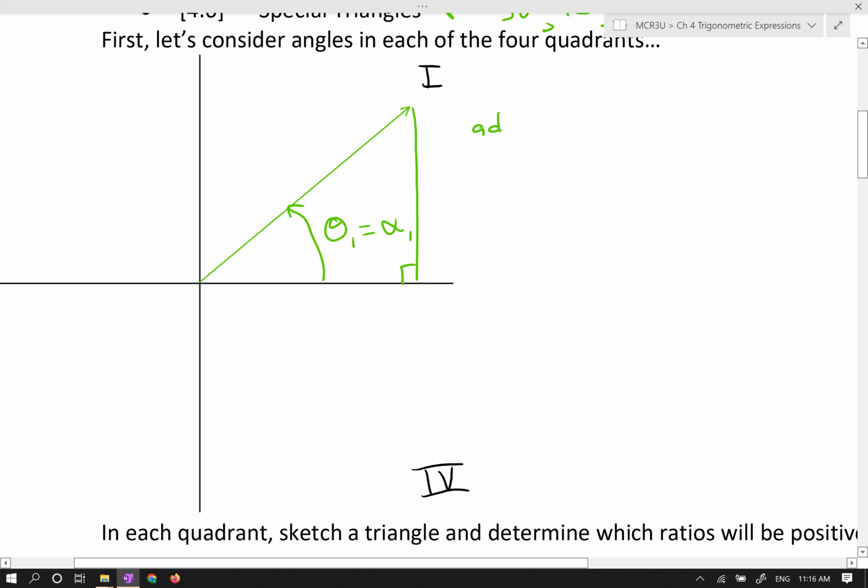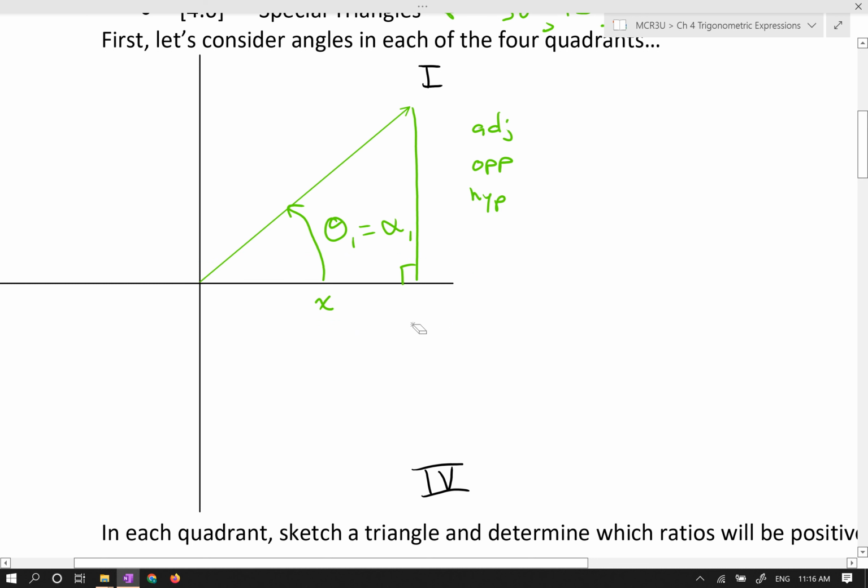Okay, so if that's our theta, then we should be able to label our sides in here. We have an adjacent side, we have an opposite side, and we have a hypotenuse. In this particular case, our adjacent side would be along here, along the x-axis. We'll just label it with x right now. Our adjacent side is x, and it's always going to be x because our x-axis is always going to be adjacent to our related acute angles.